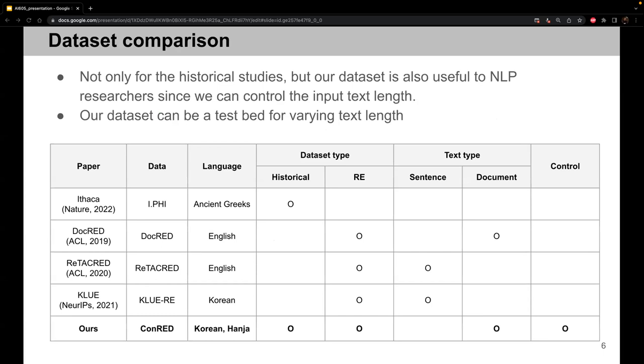While we started this project because we are interested in historical study, our dataset is also useful to NLP researchers because a user can control the input text length. This is the data comparison table where Ithaca is the ancient Greek dataset published in Nature 2022. However, this dataset does not include any additional information without the raw text. And if we consider the dark red rectangle, we can see that our dataset is the first dataset that is both a historical dataset and also an RE dataset.